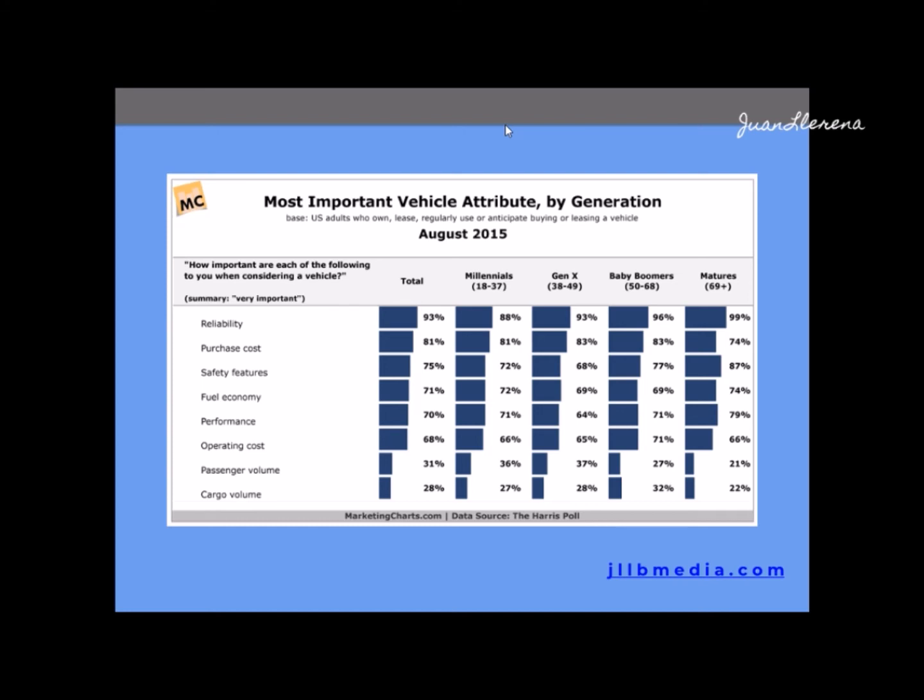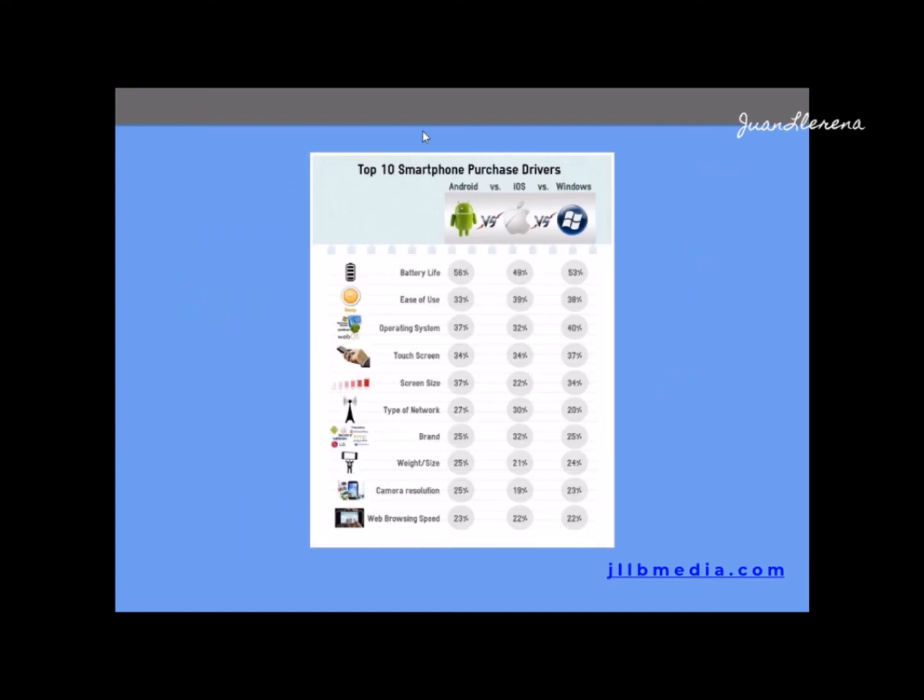The important part here is that it places a special place in their mind when they're looking at particular products or brands. This next chart also shows the top 10 smartphone purchase drivers, from Android to iOS to Windows, and what is probably the main reason why people buy them. So if we look at Apple, battery life gives them 49%, followed by ease of use.